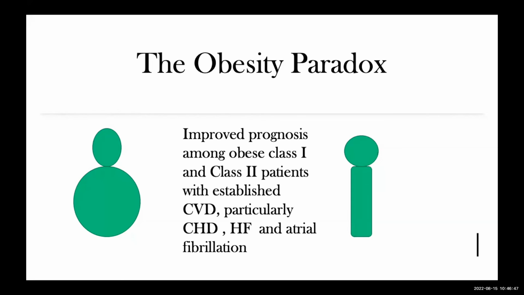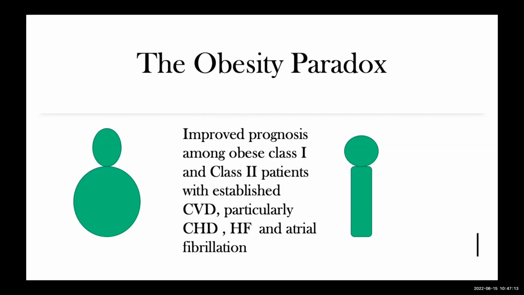People who have class 1 and class 2 obesity have a better prognosis than people who have a lower BMI. That means, is our measurement of adiposity wrong? Are we not finding out if they may develop heart failure? But if they develop the disease and you compare these two individuals, the obese person will have a better outcome compared to a person who has less body mass. So this was the obesity paradox.